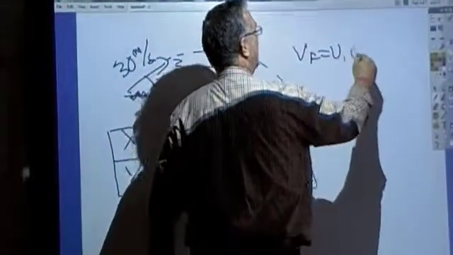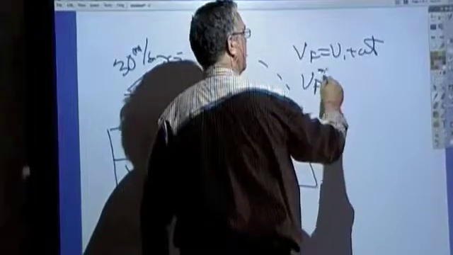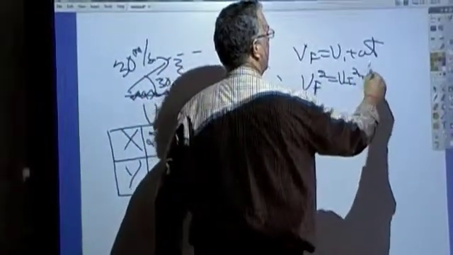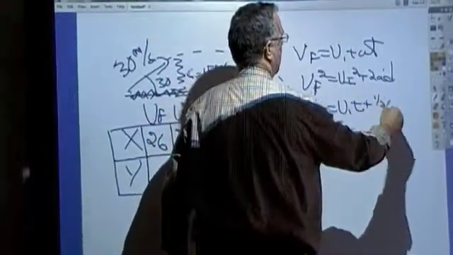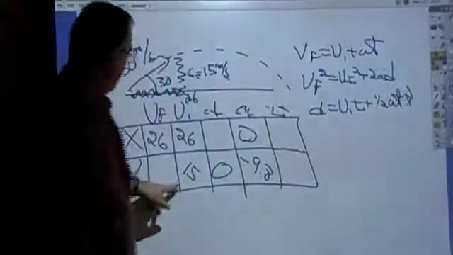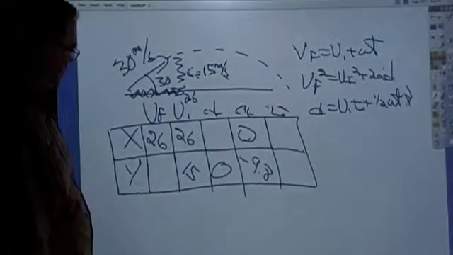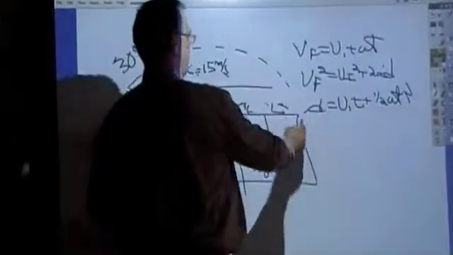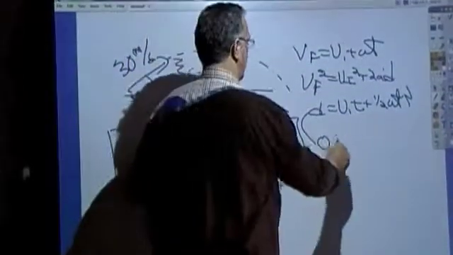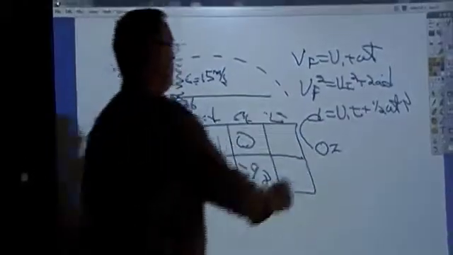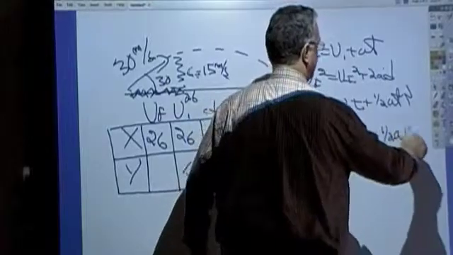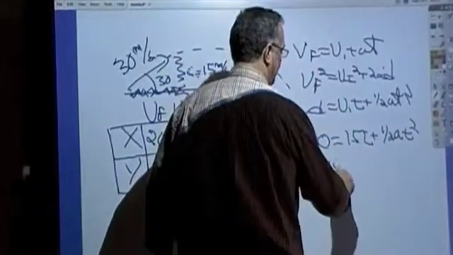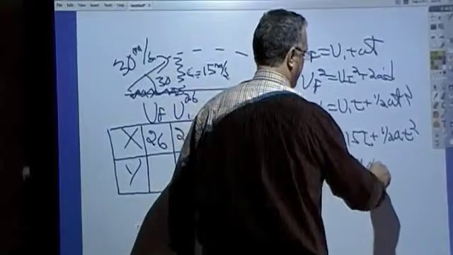What are the 3? Well, we don't have to do this, do we? VF equals VI plus AT. VF squared equals VI squared plus 2AD. And D equals VIT plus 1/2 AT squared. Boom. Which one should we use to find time here? I like the D equals VIT plus 1/2 AT squared. So D is 0 equals 15T plus 1/2 AT squared. Make sense? Minus 15T equals 1/2 AT squared.